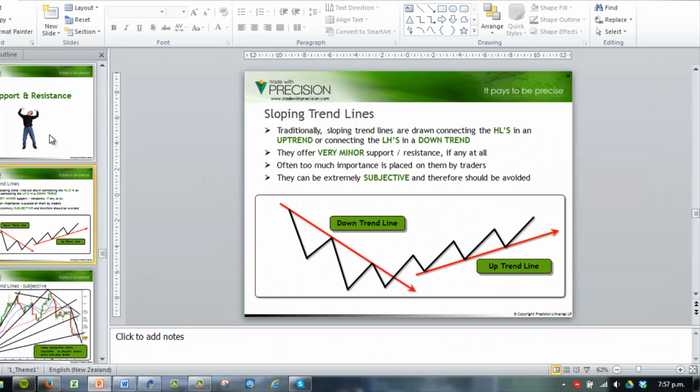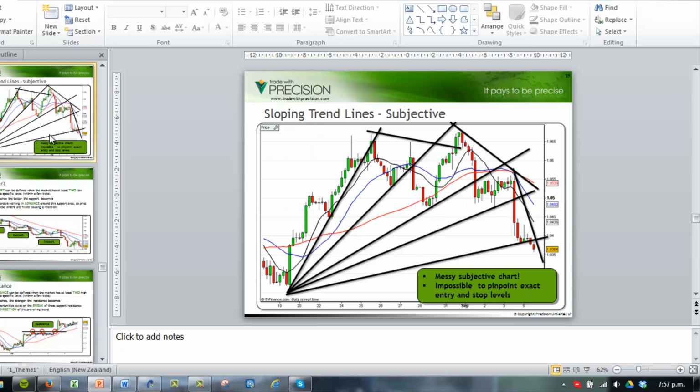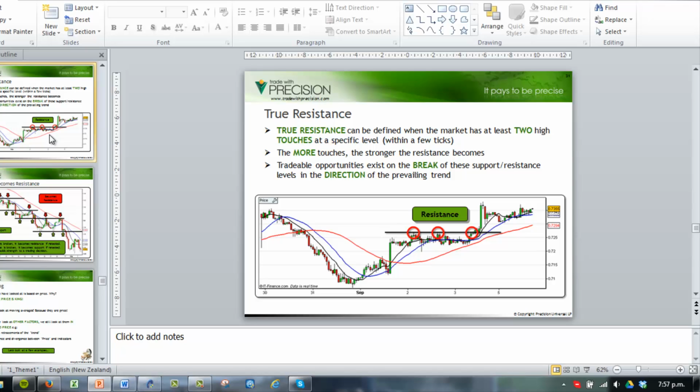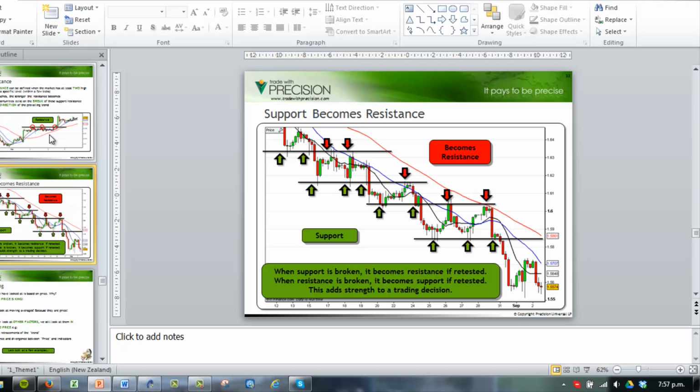We talk here about sloping trend lines and how they're subjective. We show some examples of how subjective they are, and then go through, perhaps more importantly, and show you what true support is, flat levels, and how we go about using it. Also what true resistance is, which is flat levels, how we go about using it, and also how therefore support becomes resistance with a line that does not move. We're still looking to trade with a trend, but we're using lower highs and lower lows for a downtrend, higher highs and higher lows for an uptrend, and that's what tells us when the trend has changed, as compared to a sloping trend line, which doesn't really tell us, to be honest, anything at all.